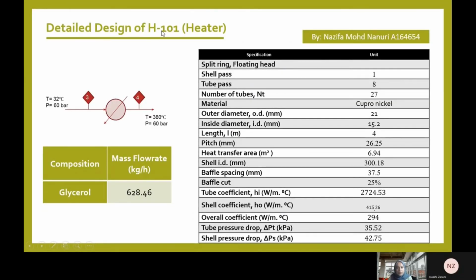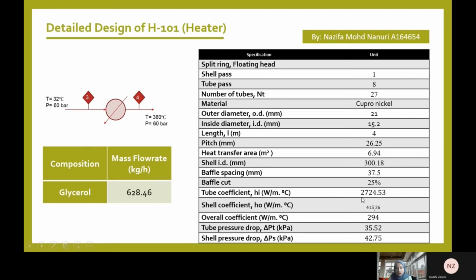Of heat exchanger 101. Okay, the function of the heater in our plant is to heat up the glycerol from a temperature of 32 degrees Celsius to 360 degrees Celsius, with a mass flow rate of 628.46 kg per hour. So I decided to use a split-ring floating head with shell pass 1 unit, tube pass 8 units, number of tubes 27 units, material copper nickel, outer diameter 21 mm, inside diameter 15.2 mm, length 4 meters, pitch 26.25 mm, heat transfer area 6.94 square meters, shell inside diameter 30 mm, cut is 25.